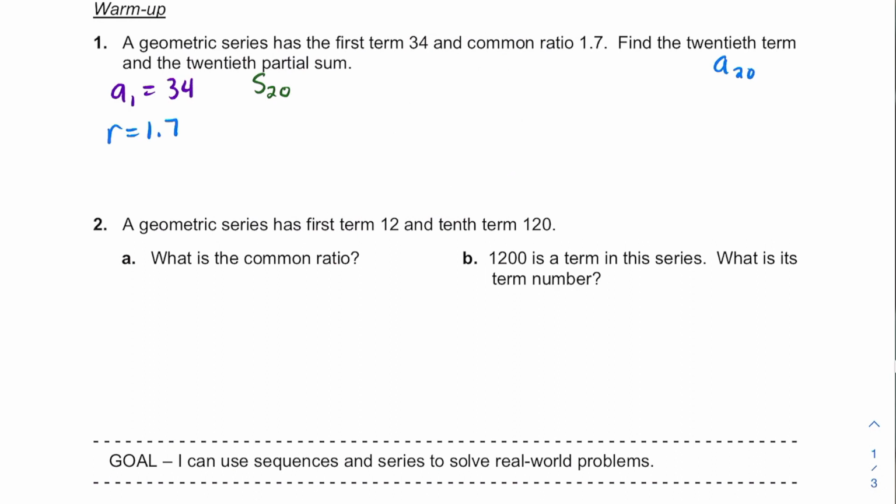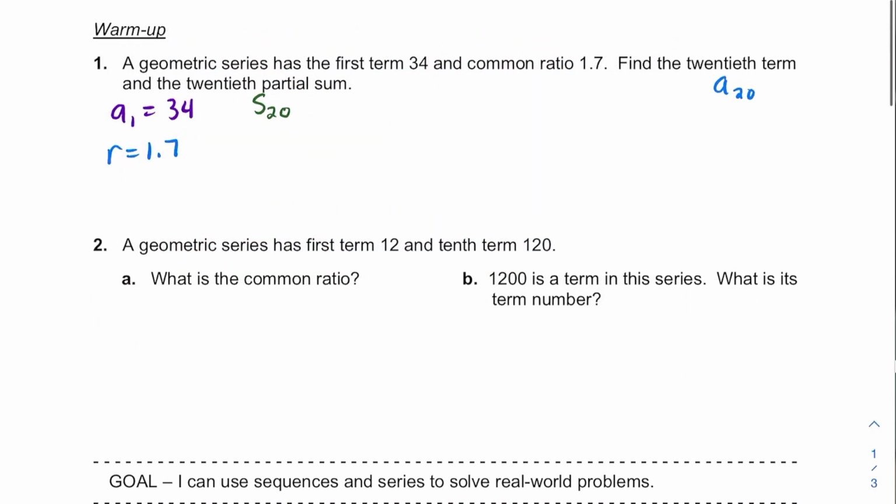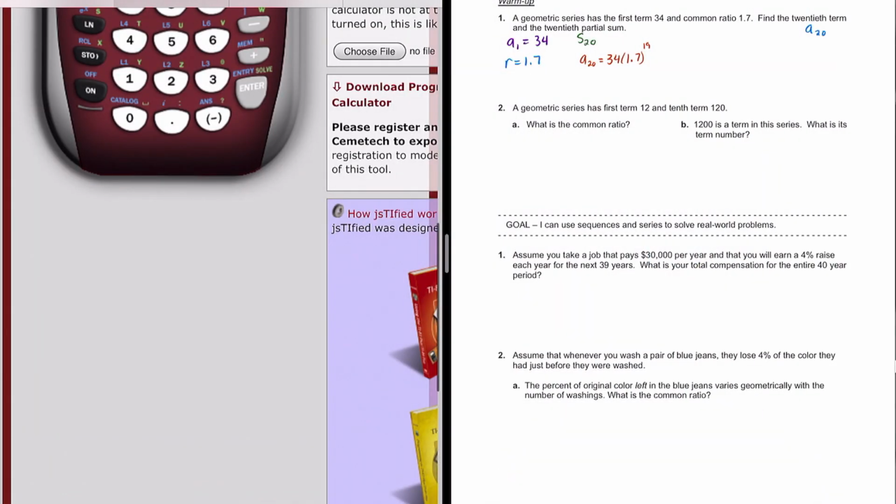So for a geometric series, as a reminder, and these are all formulas that you would get for your assessment. So it's the nth term, AN, is the first term times your ratio to the n minus 1 power. So let's see here. If we're looking for A20, that means that A20 is equal to A1, 34, times 1.7 to the n minus 1. Well, n is the term number they're asking for, so n is that 20, so it's 20 minus 1, or 19.